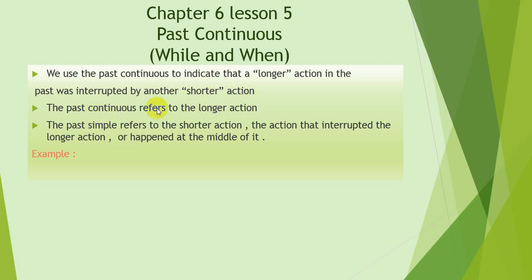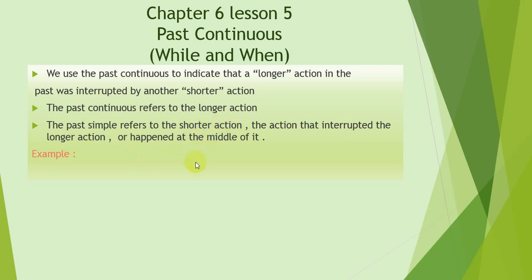The past continuous refers to the longer action. And the past simple refers to the shorter action, the action that interrupted the longer action or happened in the middle of it. So the past continuous refers to the longer action, and the past simple is for the shorter action, the action that interrupts the longer action.